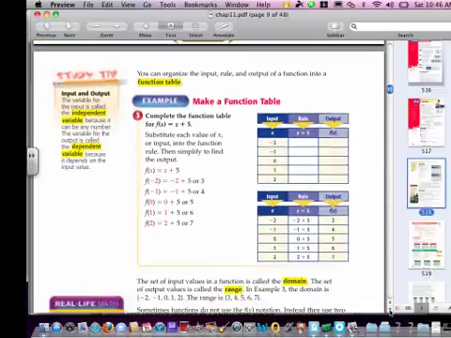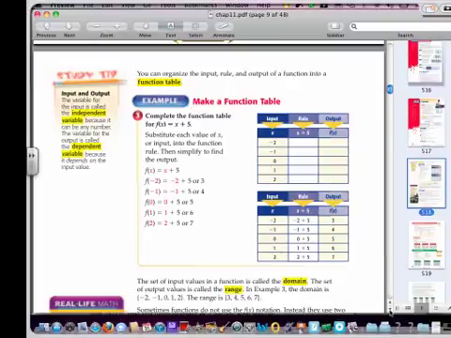Now it says you can organize the input, the rule, and the output of a function into a function table. So here's an example of a function table right here. We've got our input, we've got the rule, we've got the output. The input value, in most of these, will be x. We're going to be plugging in x. And my rule is whatever comes after the equal sign in f of x equals. And then we've got f of x, so that's my value when I plug all those things in.